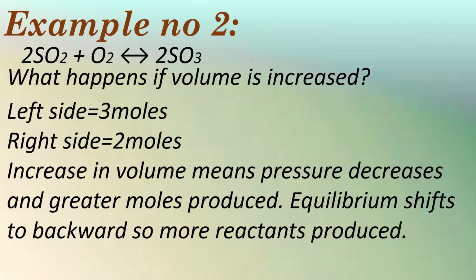First we will calculate moles. On the left side there are 3 moles, 2 moles sulfur dioxide, 1 mole oxygen. On the right side there are 2 moles, 2 moles of sulfur trioxide. So we are increasing the volume, so the system shifts to that direction where there are greater moles, that is the left side. Increase in volume means pressure decreases and greater moles are produced. Equilibrium shifts backwards, so more reactants are produced, that is more sulfur dioxide and more oxygen.